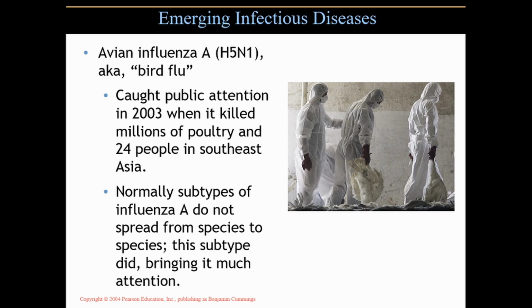Normally, subtypes of influenza A do not spread from species to species, but this one did, and that's the scary part about the flu, its ability to mutate. It's called antigenic shift and antigenic drift. And so this has to do with the DNA mutating, which we'll talk about when we discuss viruses later.